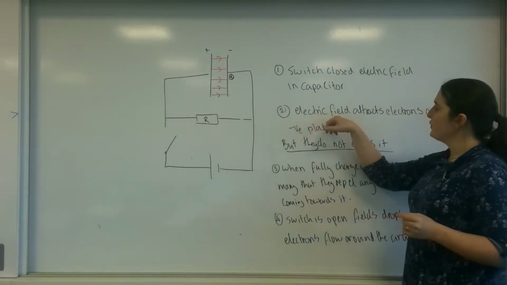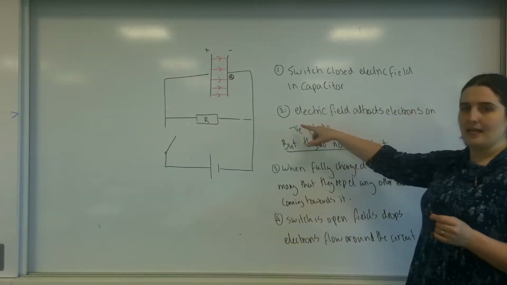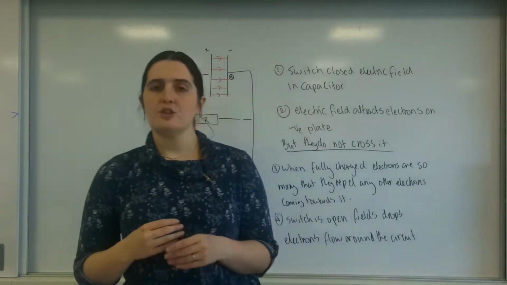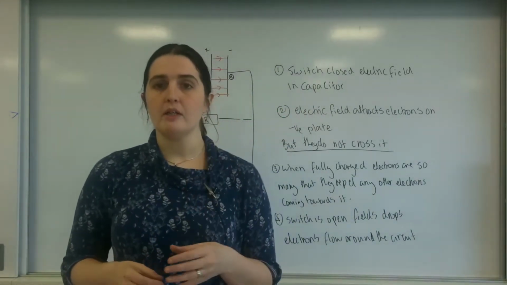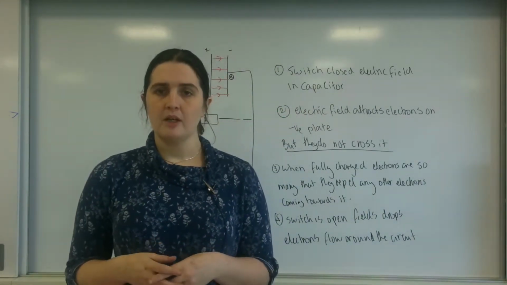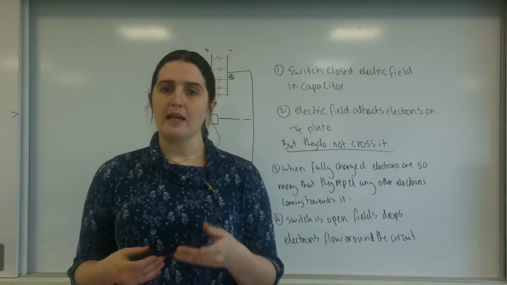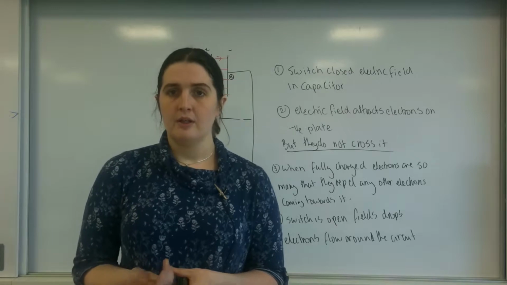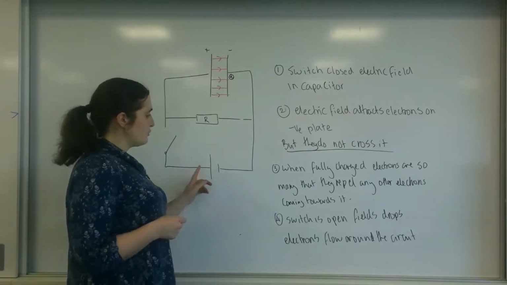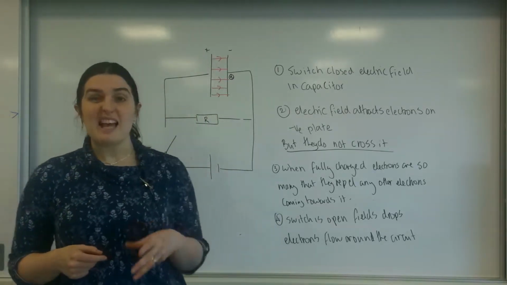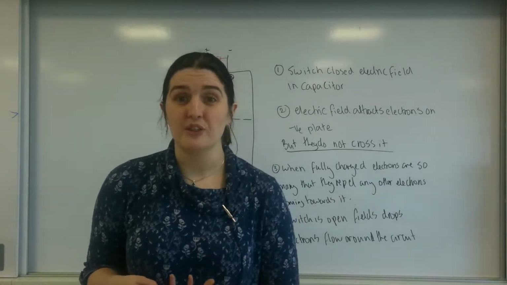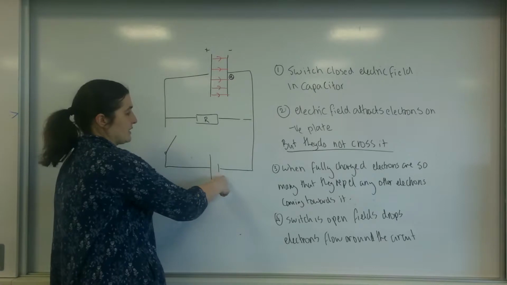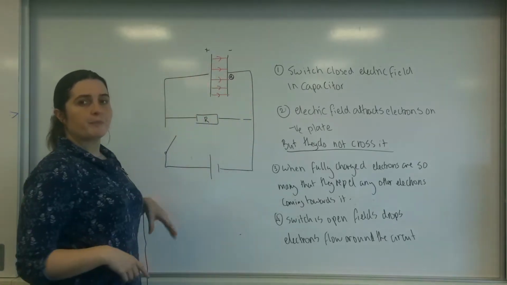Part two, the electric field attracts electrons onto the negative plates, but they do not cross it. There are two types of current: real current and conventional current. Real current is the movement of electrons. Conventional current is the direction of the field. So we traditionally say that the current goes from positive to negative. That's how the electric field goes, not the flow of electrons. Electrons will flow from the negative to the positive side of the field.